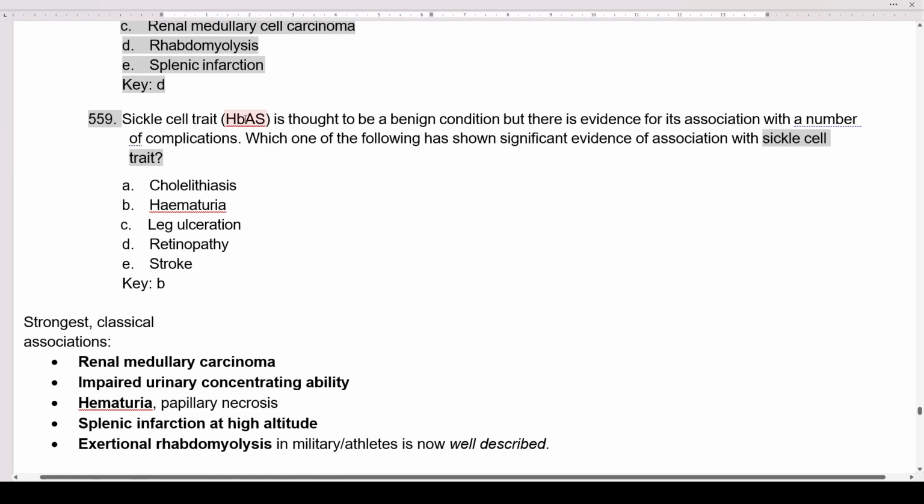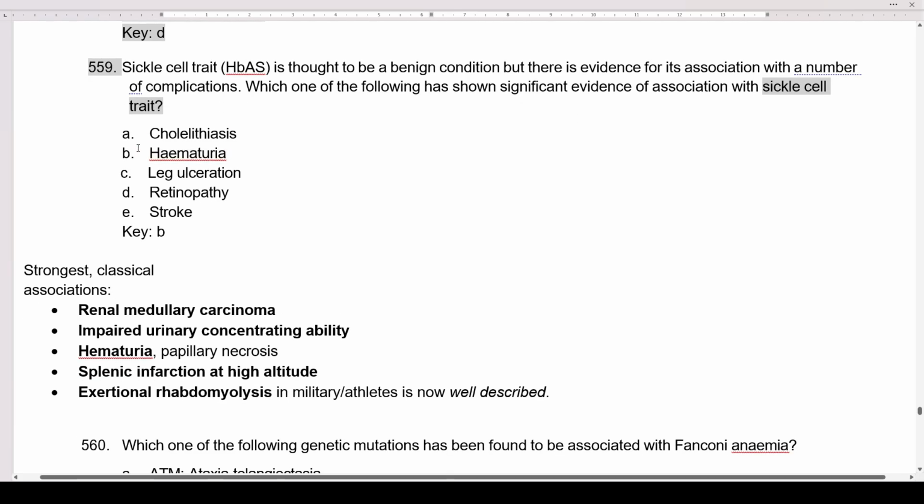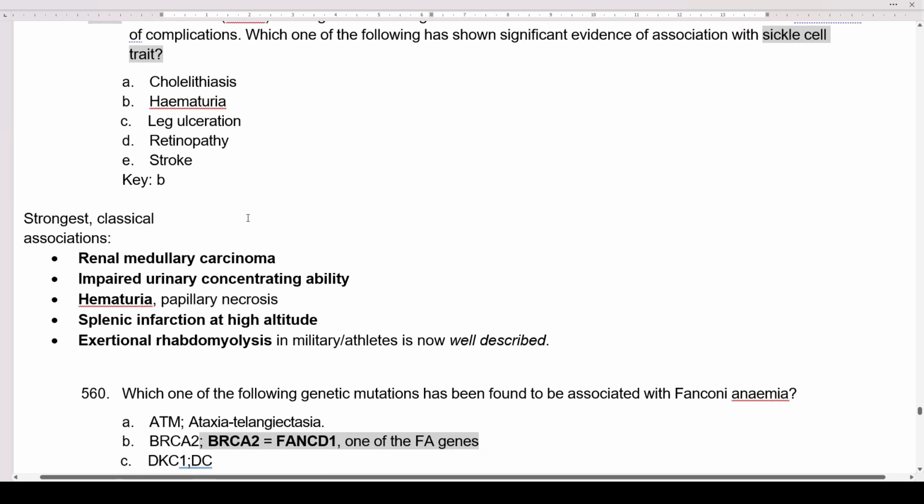Next, it is also sickle cell trait. So it is a benign condition with a number of complications. Which one of the following has shown significant evidence of association with sickle cell trait? So again, for the sickle cell trait, what is associated? Hematuria, yes, it is associated with sickle cell trait. Others are associated with sickle cell anemia, when there is sickle cell disease.